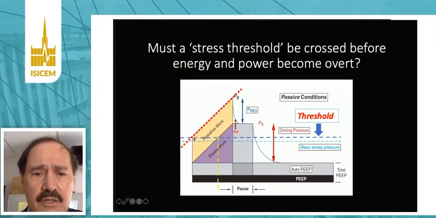and look at the first part of the energy that's put in, it may be quite innocuous. Not much is happening at lower strain levels, lower pressure levels. But once you cross a threshold at the alveolar level, then some component of the energy per cycle and the power per minute becomes damaging. A stress threshold must be crossed before energy and power become overt.